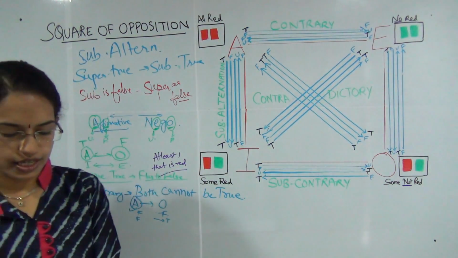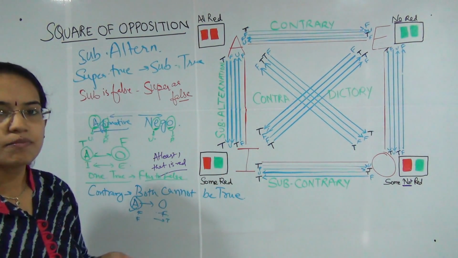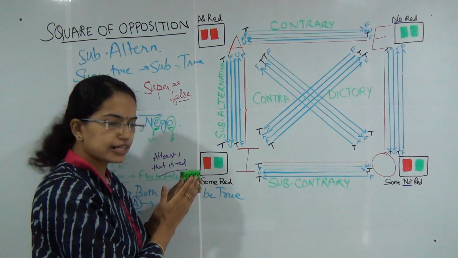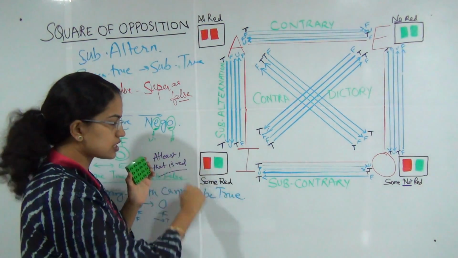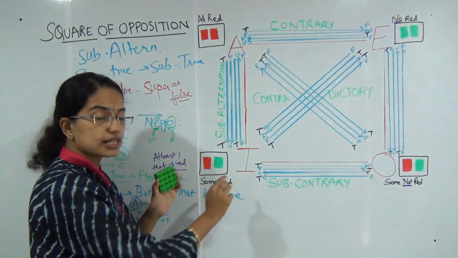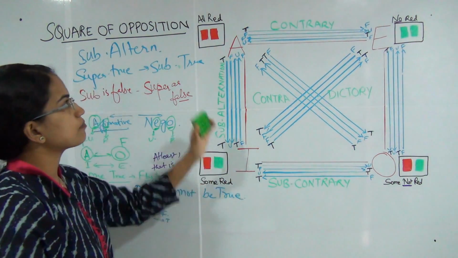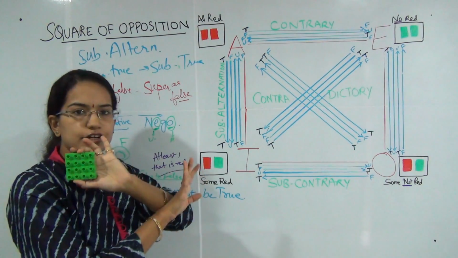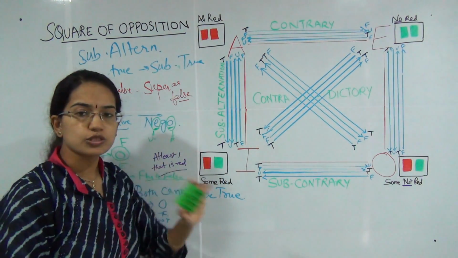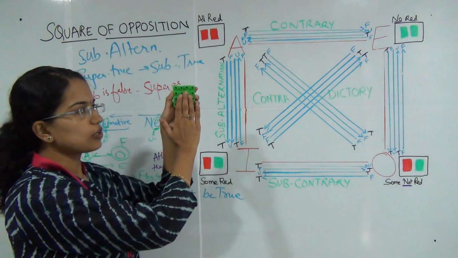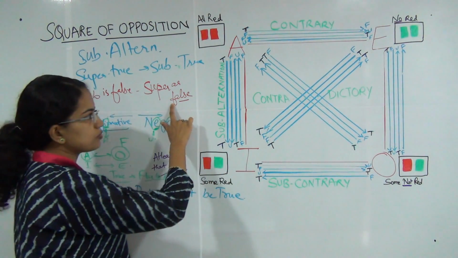Let me redo it again. So if sub is false, that means there are some blocks that are not red in color. If the statement that some blocks are red in color becomes false, and I say some blocks are not red in color, that means all blocks are not red in color. All blocks are red in color is also false, since all blocks would be green here. So if sub is false, super has to be false.